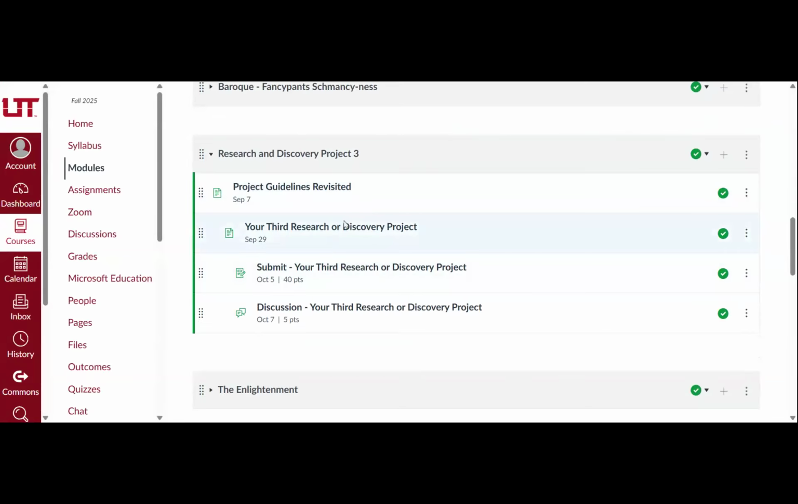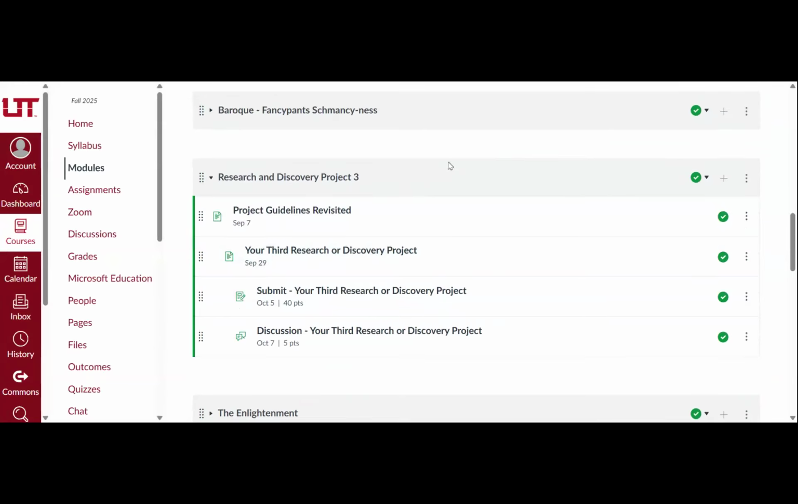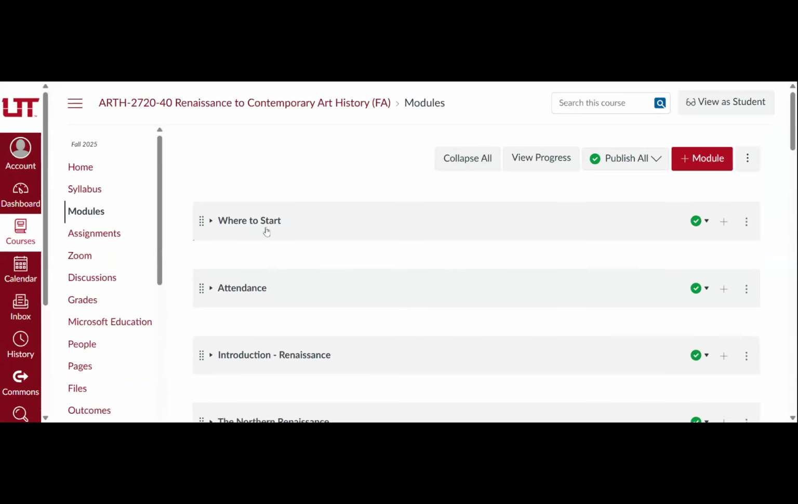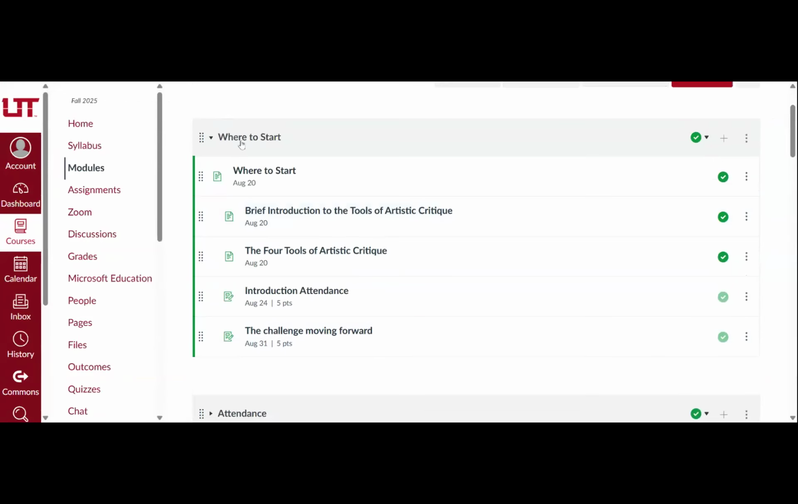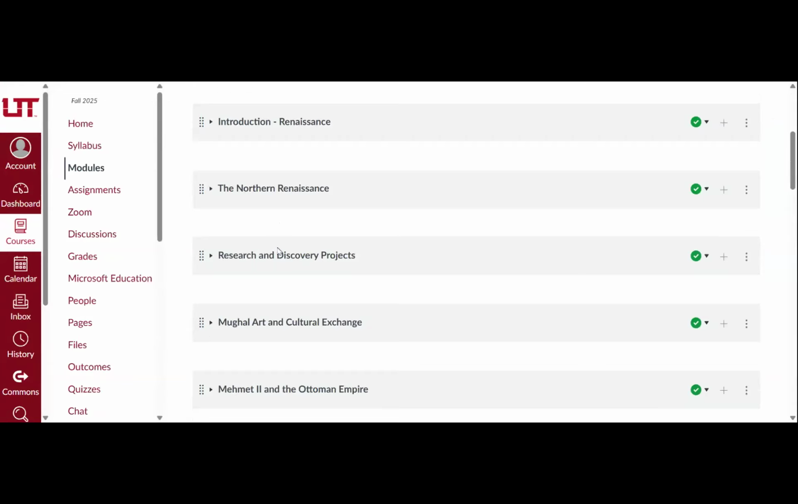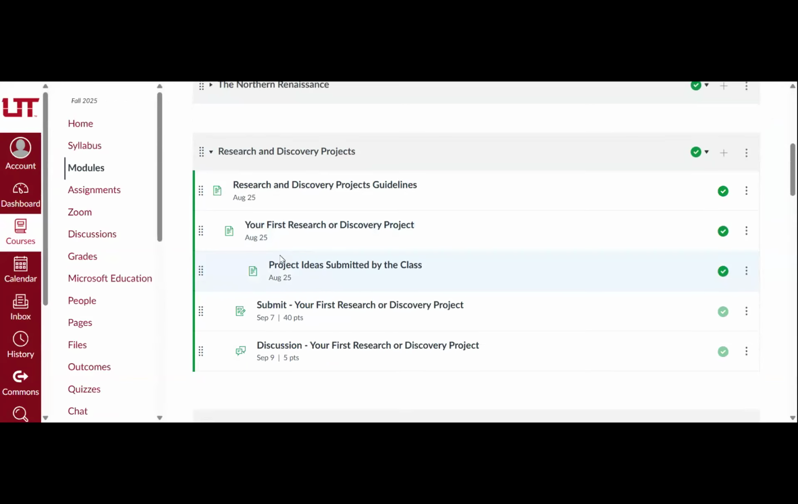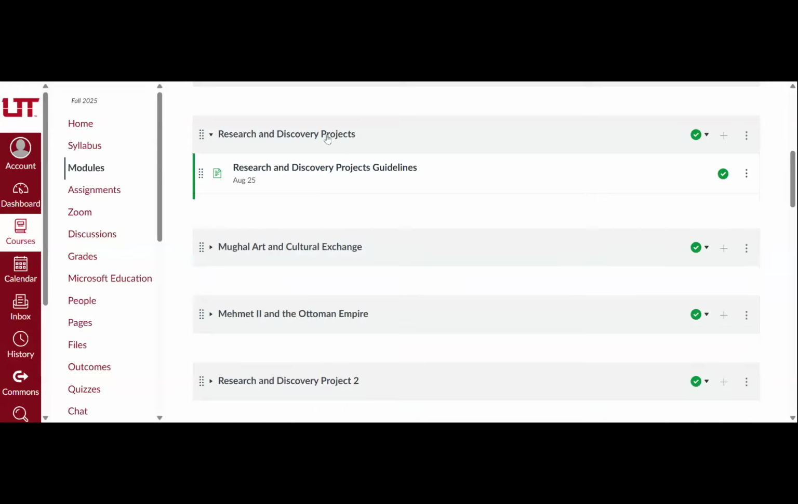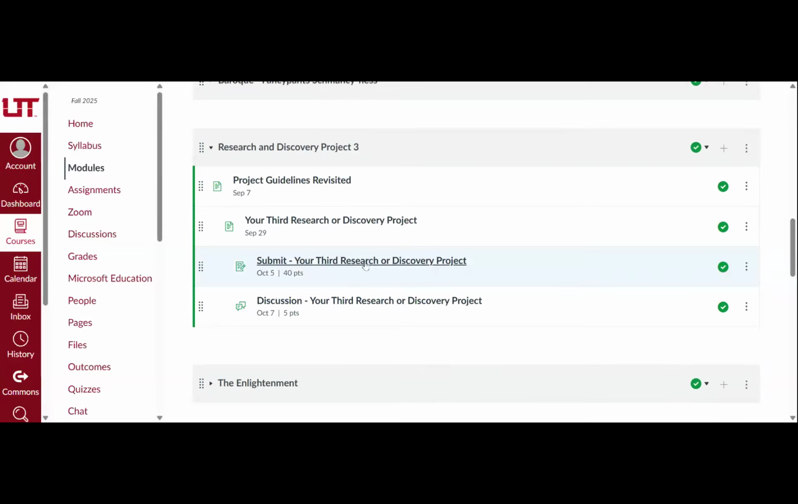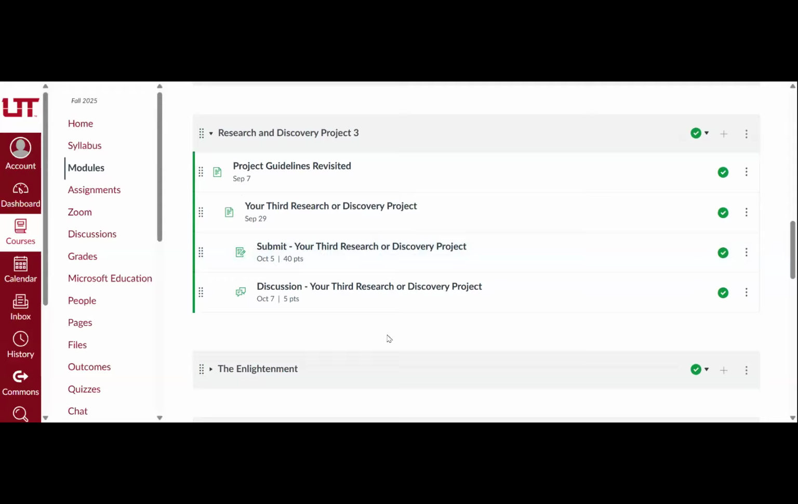So definitely look at the ideas that we did on the different projects. The challenge moving forward is the first assignment where we talked about different ideas for projects. And then if you go down to research and discovery projects and open that, these are the project ideas submitted by the class. So go back and check that out, and please contact me. The problems that I'm noticing with projects, I hope everybody fixes, because again, you can resubmit anything you turn in and get more points.